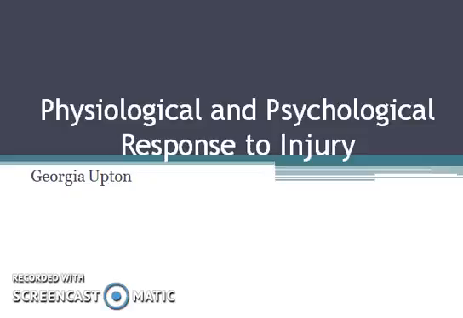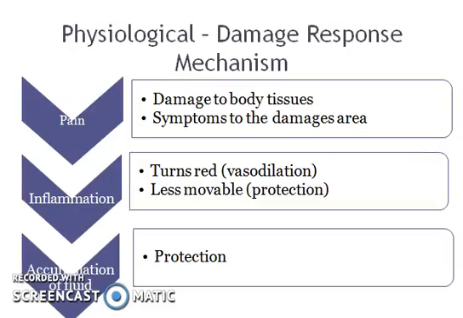Physiological and psychological response to injury. This is the damage response mechanism. So firstly, you'll feel pain. This is damage to the body tissue initiating a primary damage response mechanism to the brain, which then sends information to the affected area. This is causing symptoms of pain and inflammation in the damaged area.